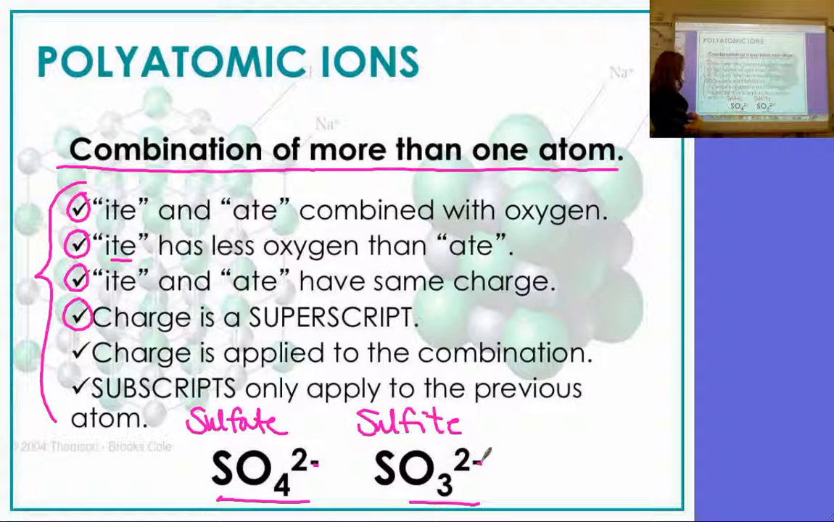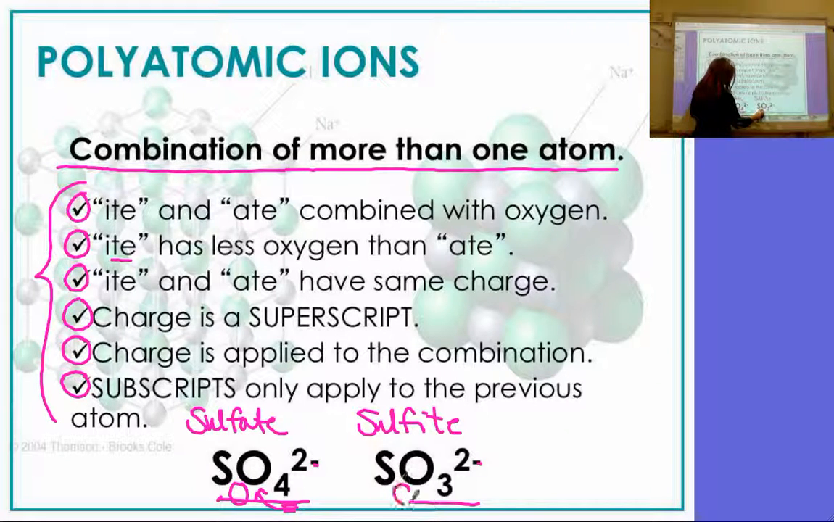That's the superscript number. And the charge is applied to the whole combination, the sulfur and the oxygen combined, not just the oxygen. But the subscripts, the little numbers on the bottom, only apply to what precedes it. There's 4 oxygens. There's only 1 sulfur because sulfur here does not have a subscript. That means it has 1. We assume that this means 1 when there's nothing here. Here this 3 only applies to the oxygen. There's 3 oxygens in sulfite.